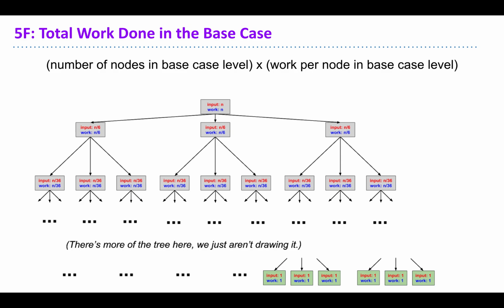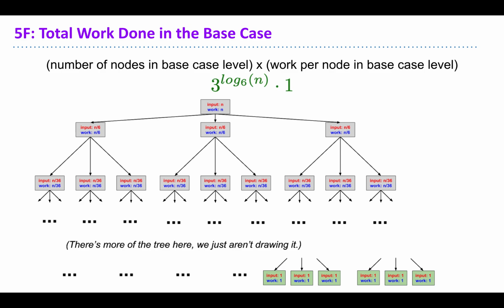And we also have an expression that tells us the number of nodes at any level in our tree. In 5c, we said that there are 3 to the I nodes on the ith level of this tree. And we also said in 5e that the base case is at I equals log base 6 of n. So we have 3 to the I times 1, because it's 1 work per node. Our expression is 3 to the I for any level, and we know exactly what the base case level is, so we can just plug in 3 to the log base 6 of n. That is our answer to 5f. I would write that down on my note sheet: 3 to the log base 6 of n. You can include the times 1 or not if you want to.